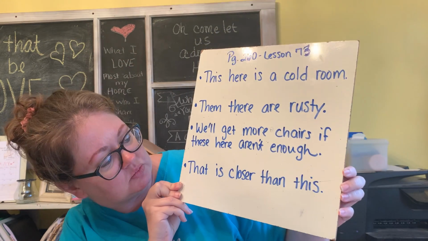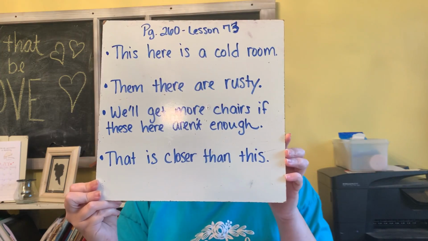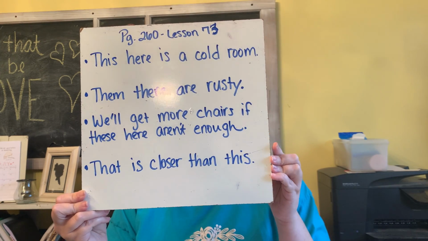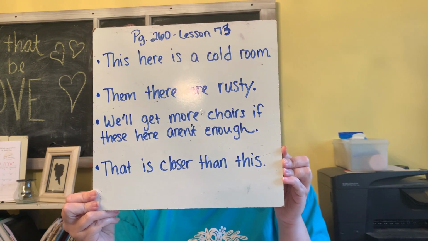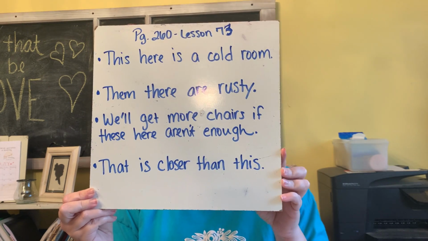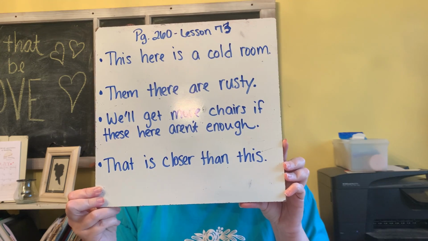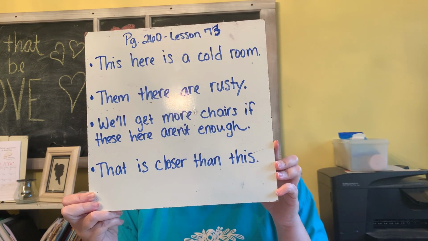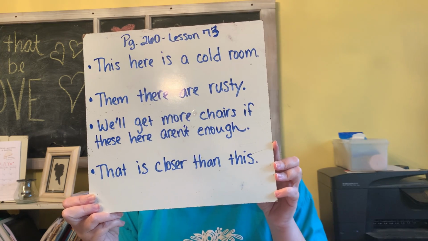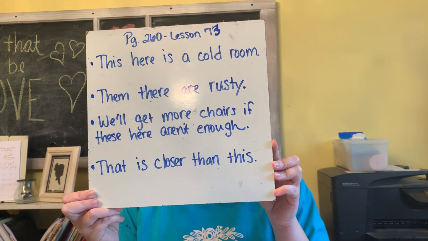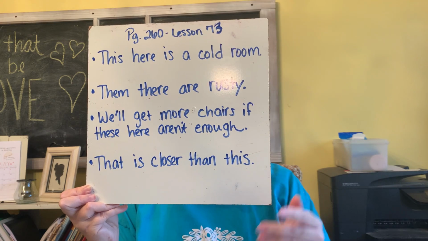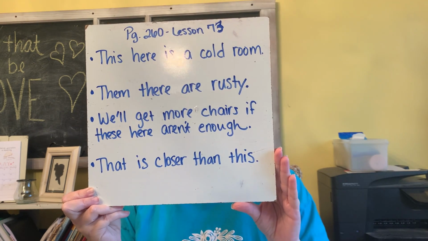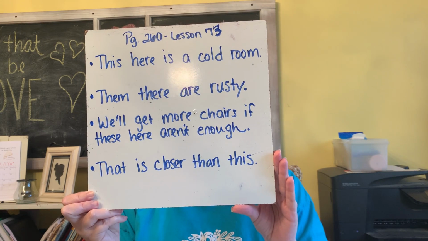And then the last one I gave you, this was one that confused me. It says that is closer than this. And I thought, well, what's wrong with that? That sounds okay to me. But remember I told you that the words this and these are talking about things that are closer, and that and those are talking about things that are further away. So I would need to completely switch that sentence and change it to say this is closer than that.